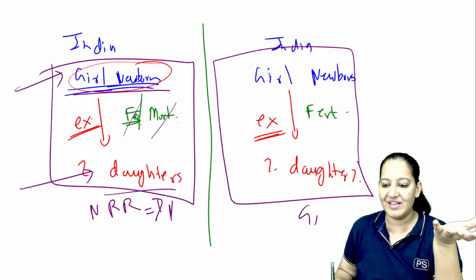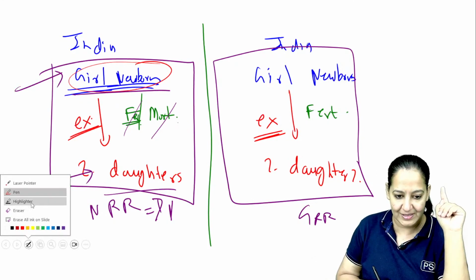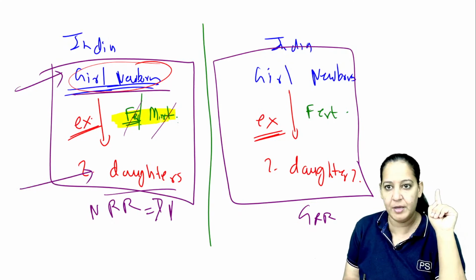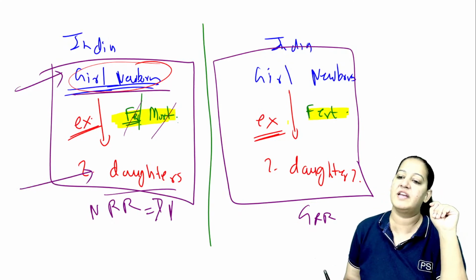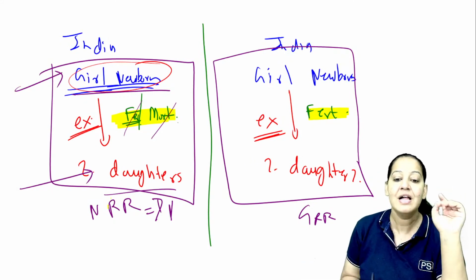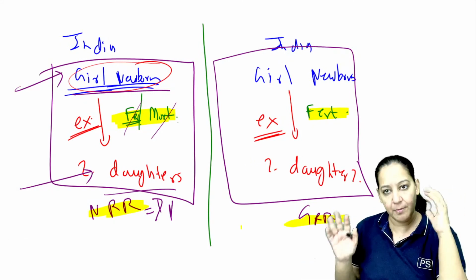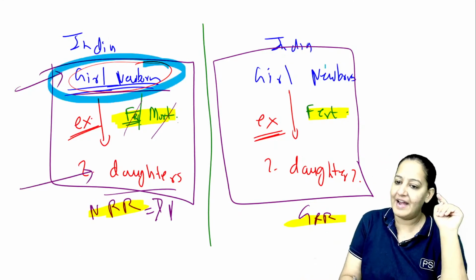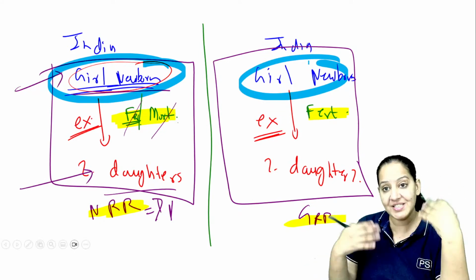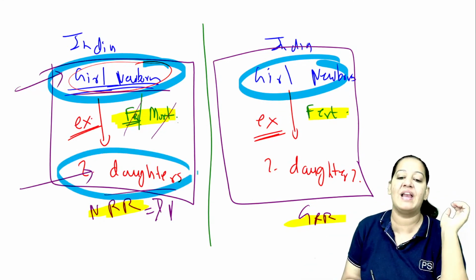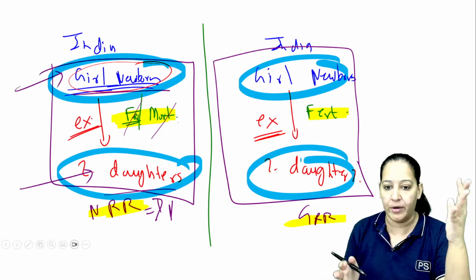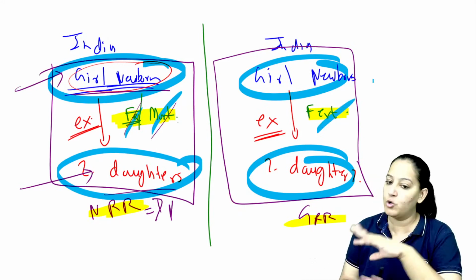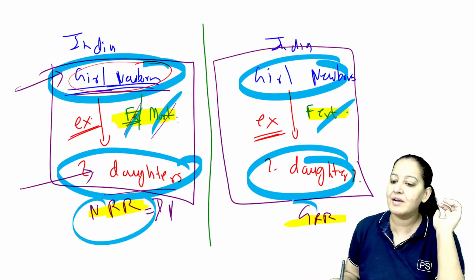You may be thinking, ma'am, what is the difference? They look the same. There is one difference. If you see very closely, here I am applying both fertility and mortality indicators. Here I am applying only fertility indicators, not mortality. That is the only difference between NRR and GRR. In both of them, we are expecting a newborn girl in some community, let's say India. How many daughters will she have in future if we apply current fertility and mortality of that country on her, or if we apply only fertility, no mortality. So this is NRR, this is GRR.